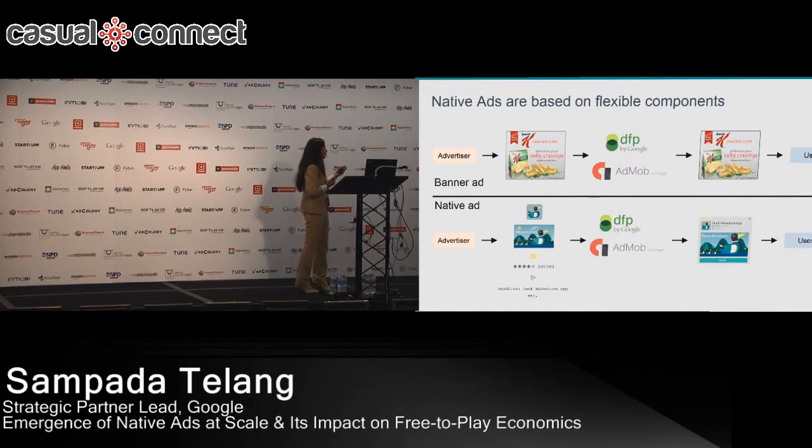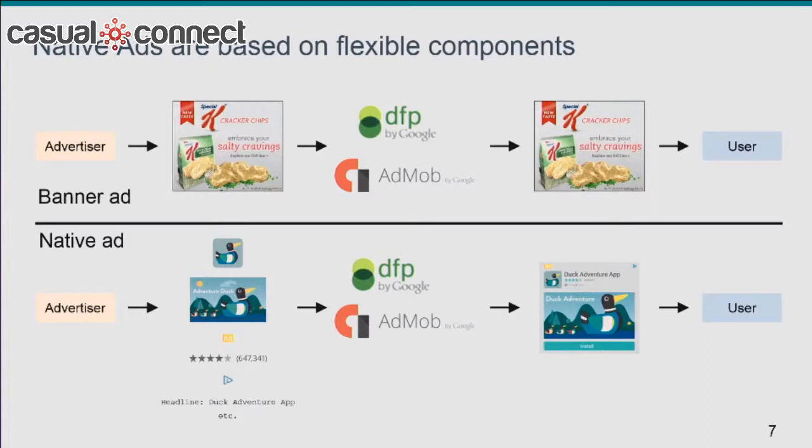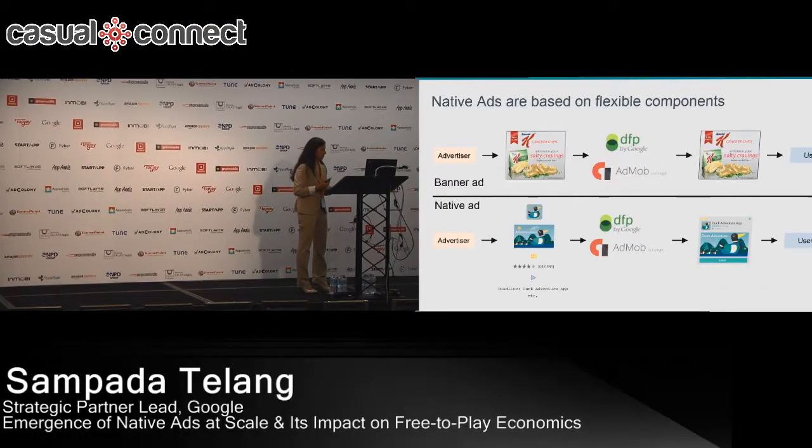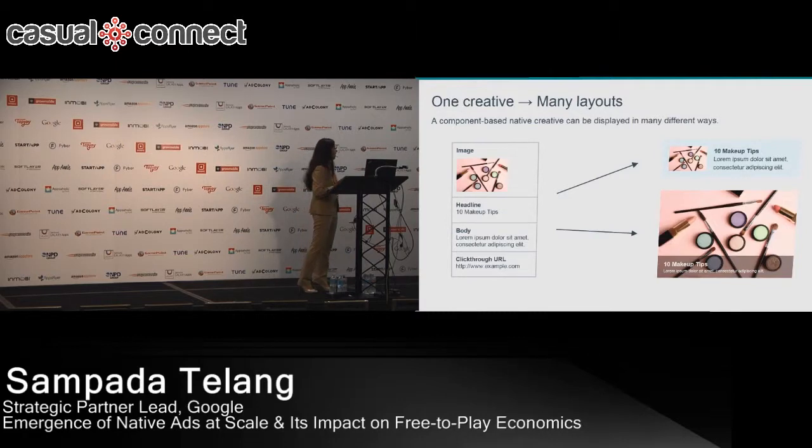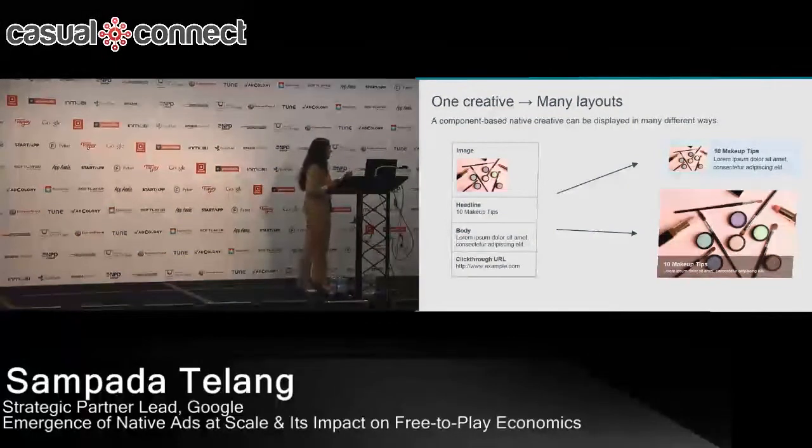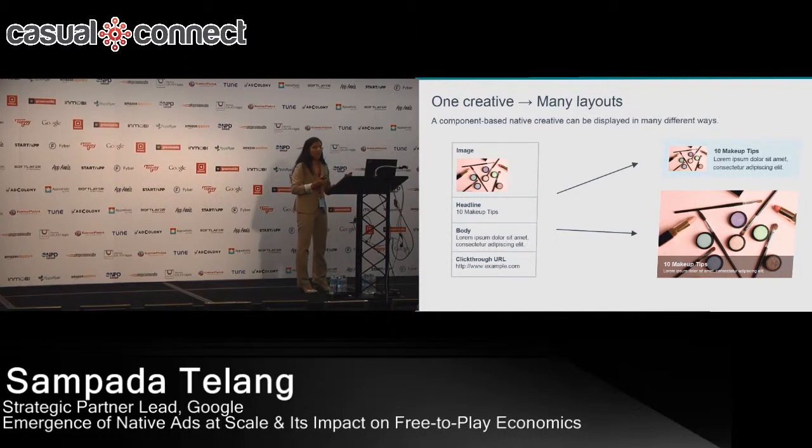So at Google, we have two products, DoubleClick for publishers, which is the ad server, and then AdMob, which is the monetization product. And for both of those, we work based on flexible components. And as you can see, as a further example, the ad on the left-hand side can be rendered in two different ways, both equally interesting and conducive to different publishers' layouts.